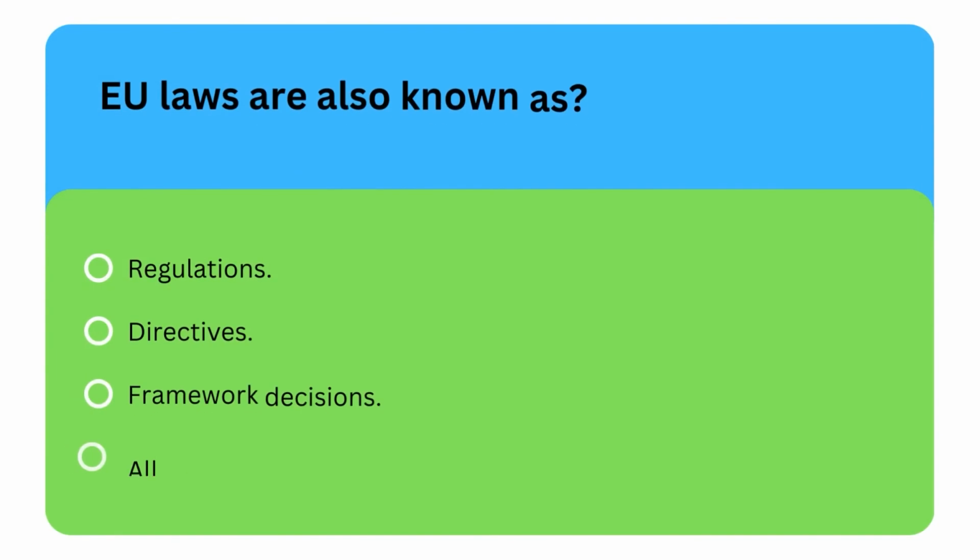Next question is EU laws are also known as. Options are regulations, directives, framework decisions, or all of the above. So the correct option is last option. They are known as all of the above mentioned names.